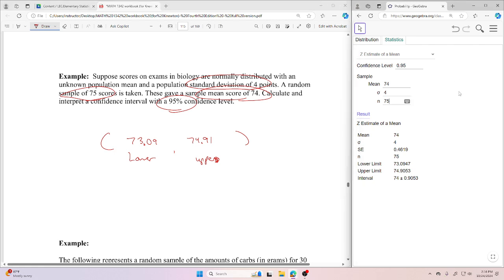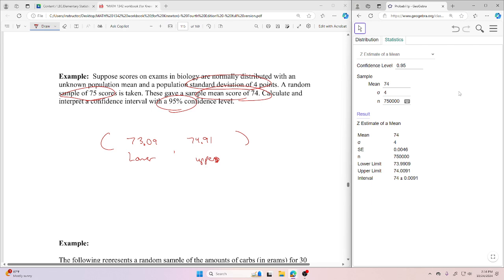What if I didn't just have 75? What if I had 750? Compare my numbers, right? One more time. The lower gets bigger. The upper gets smaller. They're honing in on a particular thing here. What if I had 7,500? What if I had 75,000? What if I had 750,000?